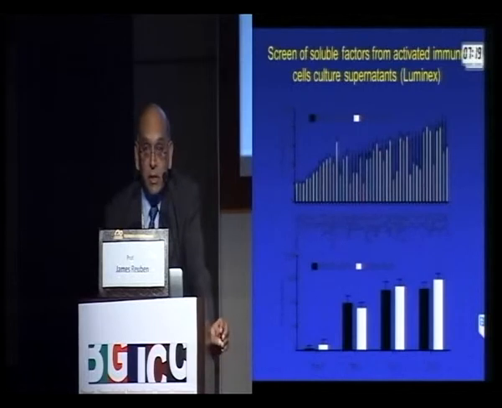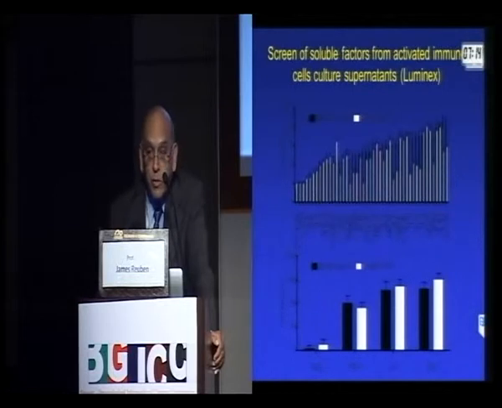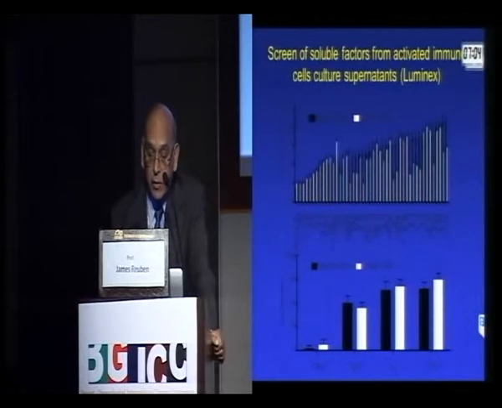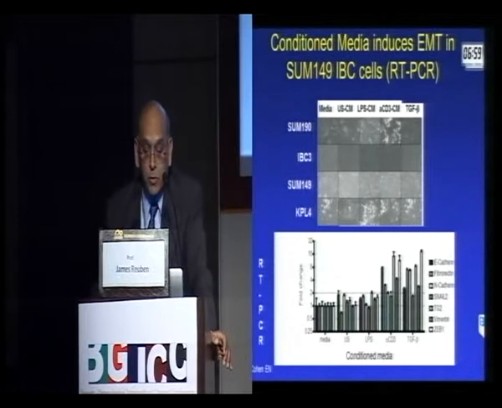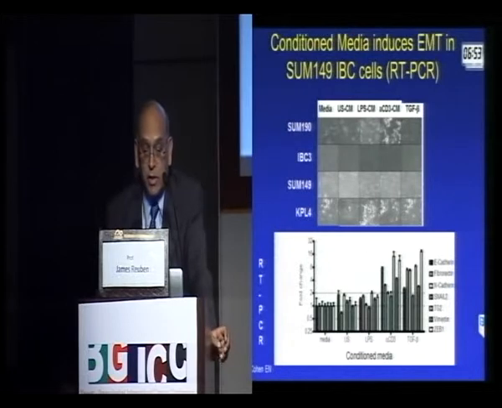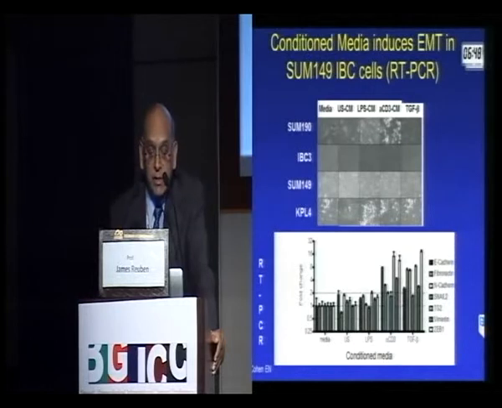The black is when T cells were activated, and the white is when monocytes were activated. From this, we picked out 3 cytokines, which happen to be very similar to what we found in the peripheral blood: TNF, IL-6, and IL-1, which are highly expressed in these supernatants. We then exposed cell lines such as SUM190, IBC3, SUM149, and KPL4. These are different breast cancer cell lines that are either HER2-positive or triple negative, etc. And we exposed them to the different supernatants here.